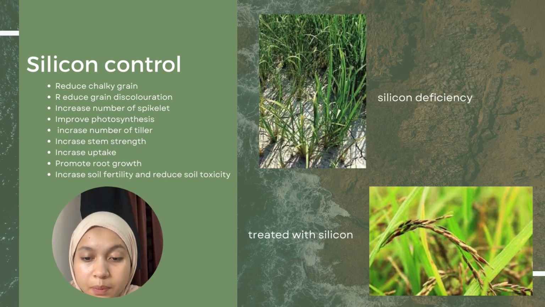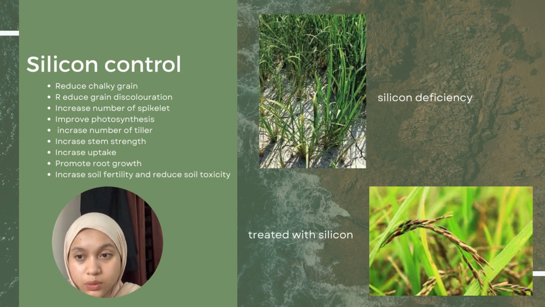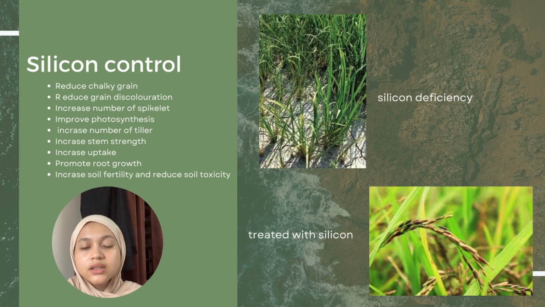With those outcomes, after paying close attention to the silicon level, we might reduce chalky grain and grain discoloration, and increase the number of spikelets, grain weight, and filled grain. It is also an advantageous element for plant development and has demonstrated a preventive effect against many pathogens. This is an example: the plant with silicon deficiency and the plant when treated with silicon.